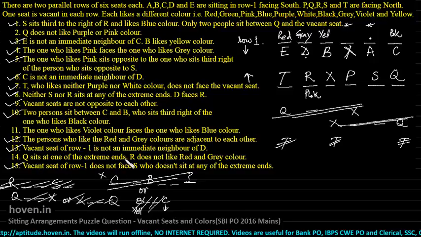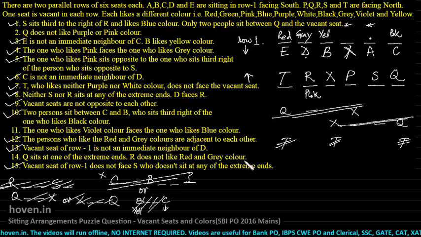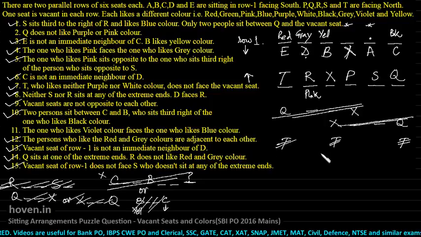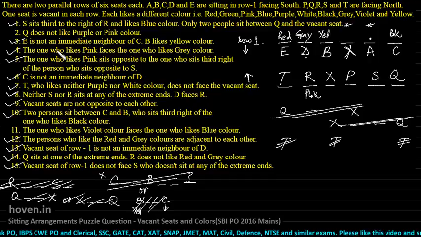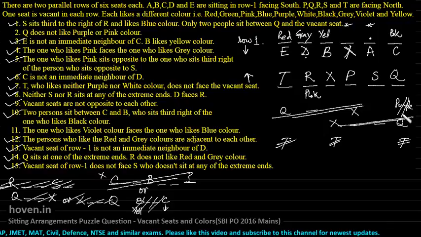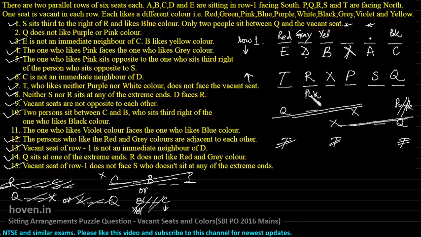Q sits at one of the extreme ends. R doesn't like red and grey colors. R is already fixed and Q sits at one of the extreme ends. This is already settled. So 14th is also already consumed. Now let us move on to the other pass. Q doesn't like purple or pink. So I'll write a purple cross here to tell me that Q can't like purple color. Pink, of course, no possibility because R is already pink. So second is also consumed.